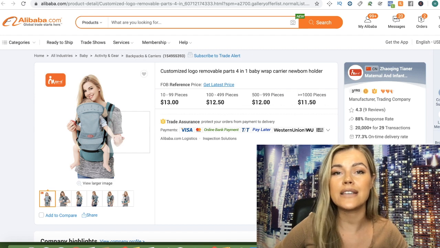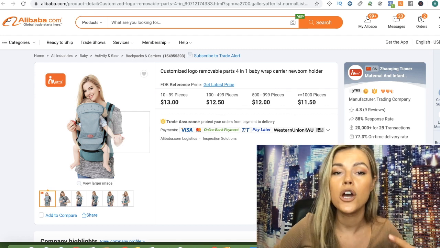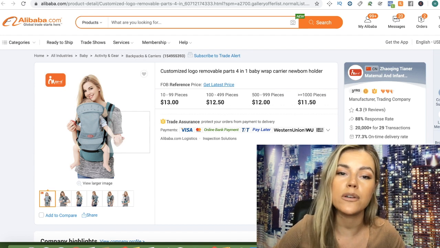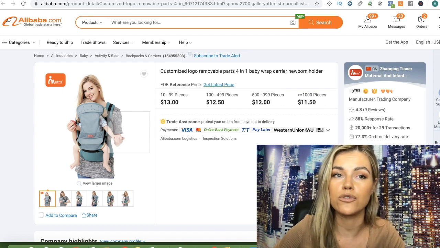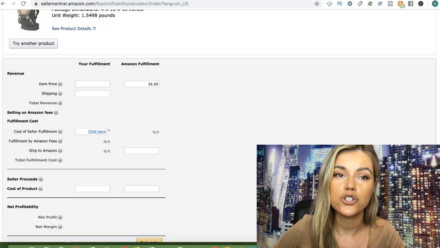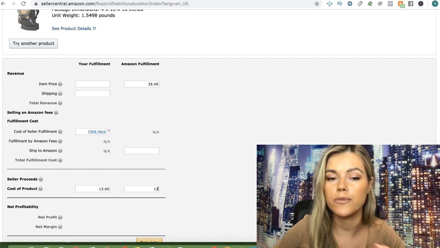So you can use this as a rough estimate, but you won't actually know until you talk to them. So just to be on the safe side, let's use something around $13. Hopefully you can negotiate that lower. We don't even know if this is going to be the actual thing. So right here where it says cost of product, that's going to be $13.